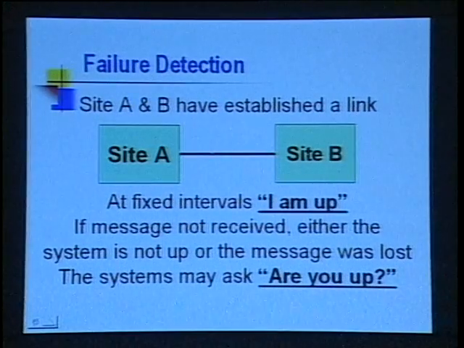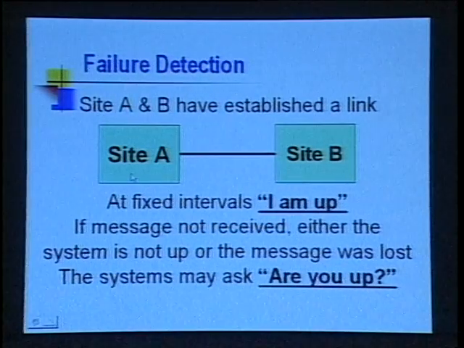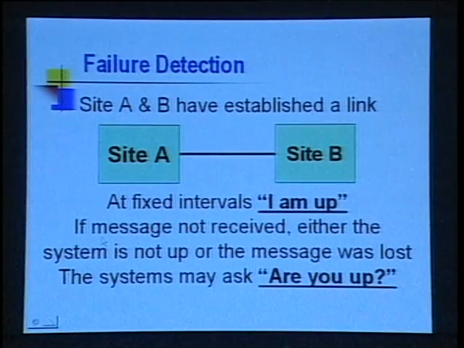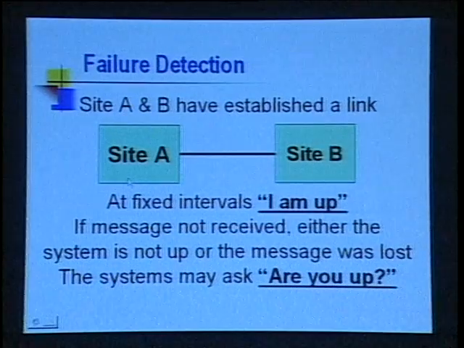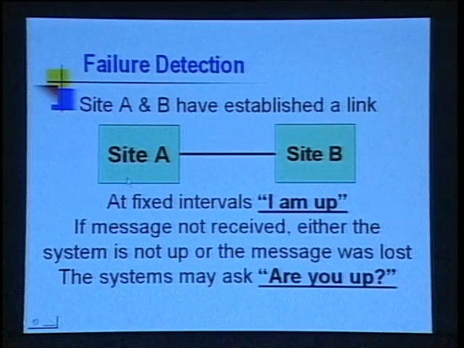Let's say site A and site B have established a link, and at fixed intervals each site sends a message that I am up. If the message is not received, either the system is not up or the message was lost. In that case, site A or site B can broadcast a message asking are you up. If the message from the other side is not coming, the corresponding side can ask are you up.